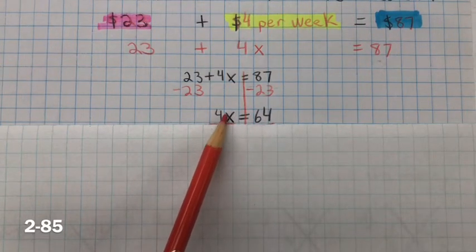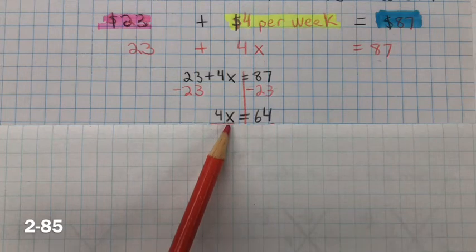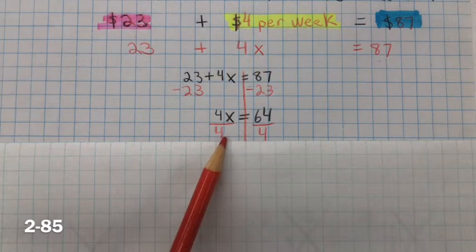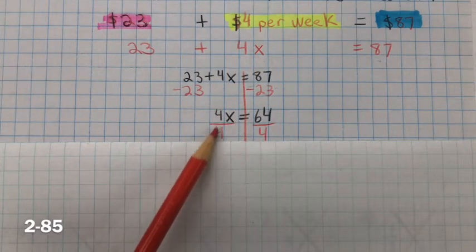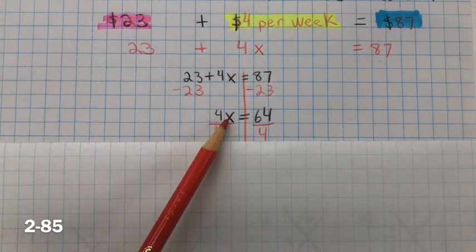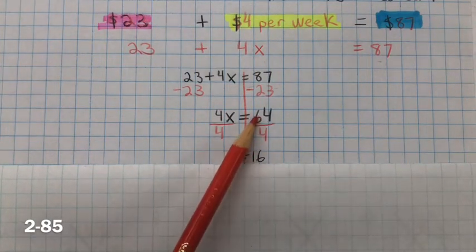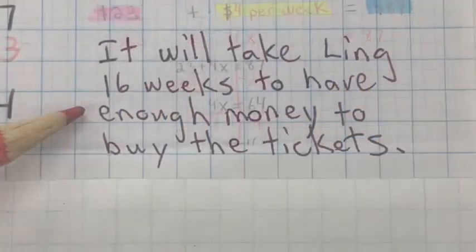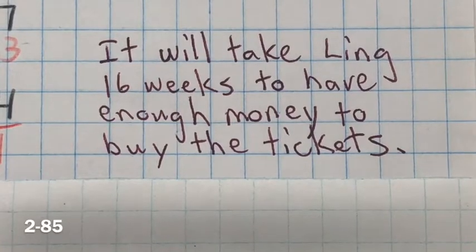We still don't have x by itself. We want to isolate the variable. We want to know what x equals, not 4x. This is multiplication, and the inverse property of multiplication is division. We're going to divide both sides by 4. We chose 4 because this creates a 1, the giant 1. 4 divided by 4 is 1. And then we have the identity property of multiplication: 1 multiplied by x equals x. 64 divided by 4 equals 16. It will take Ling 16 weeks to have enough money to buy the tickets.